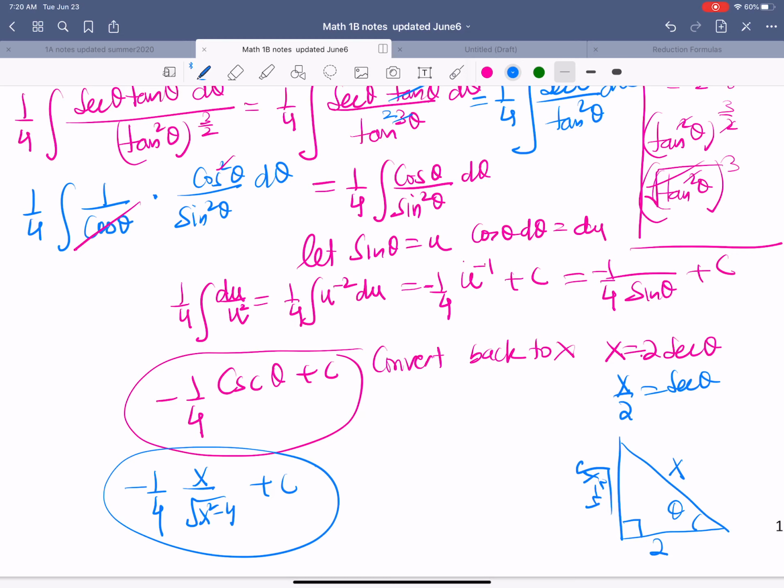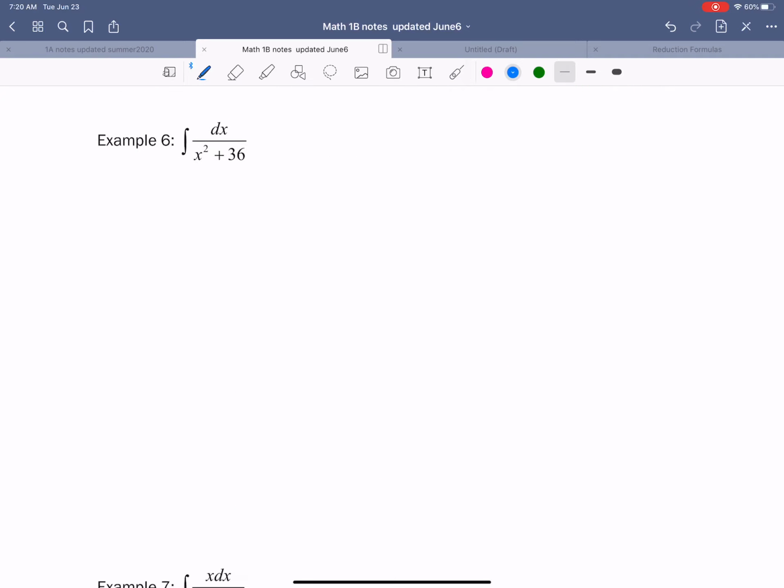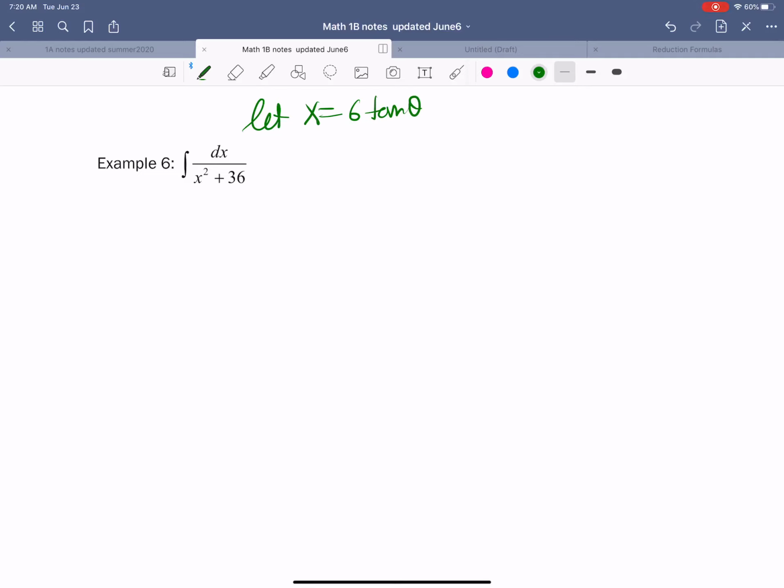Okay, let's check out our next example. On this page, both number 6 and 7 are very similar. Actually, a little different. I also have an x in the numerator for number 7. So let's go ahead and try number 6. There's no square root in this case. That's okay. But I do know I'm going to let x be 6 tangent theta. Why tangent theta? Because I have an x squared plus a squared type of expression in the denominator. And dx would be 6 secant squared theta d theta.